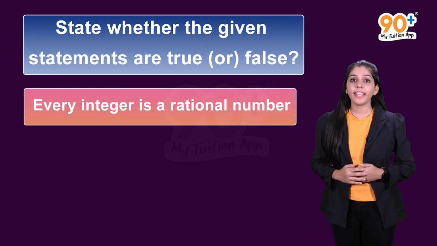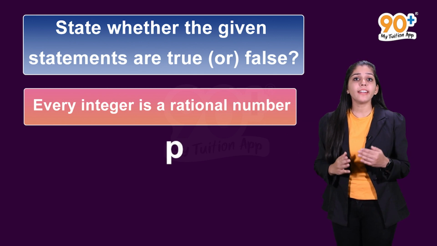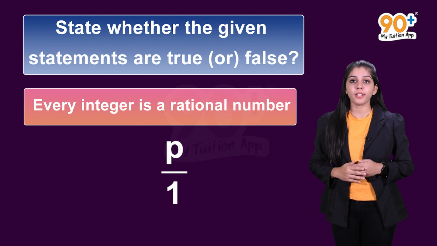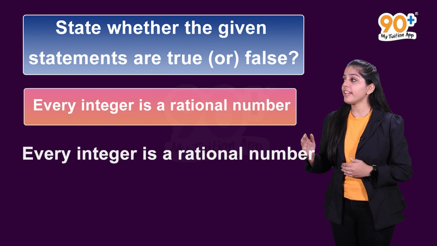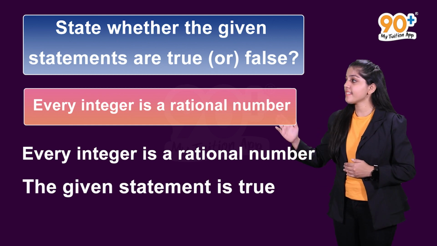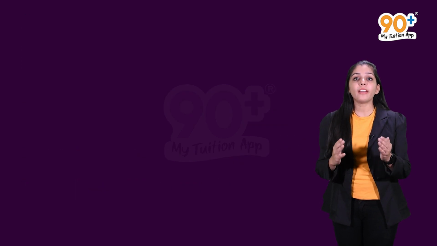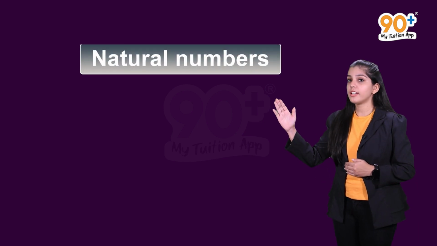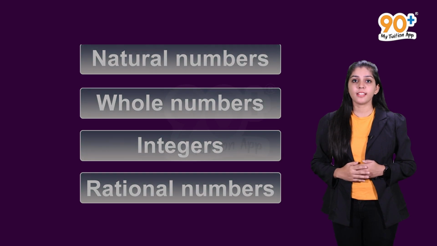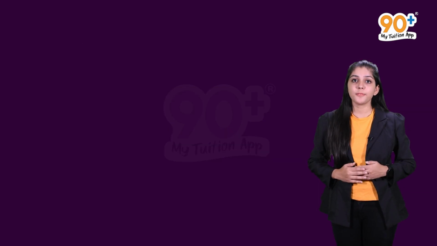Students, let's take any integer p. We can write it as p by 1, which is in the form of a rational number. So, we can say that every integer is a rational number. So, the given statement is correct. So far, we have studied what are natural numbers, whole numbers, integers and rational numbers. Let's discuss a few exercise problems.